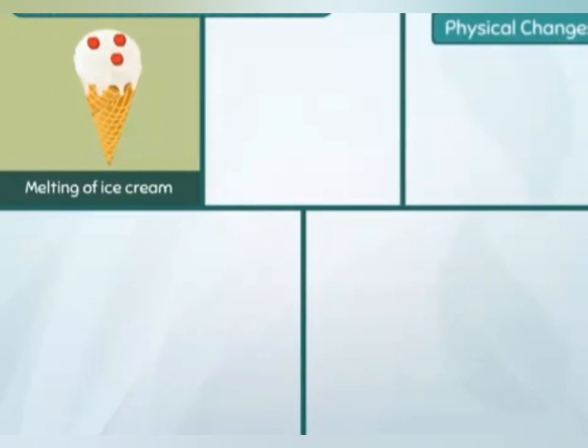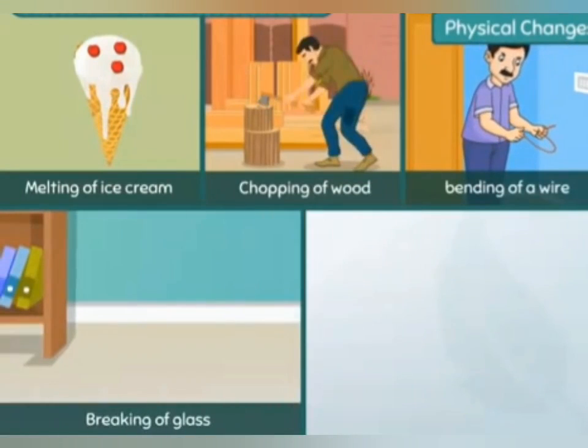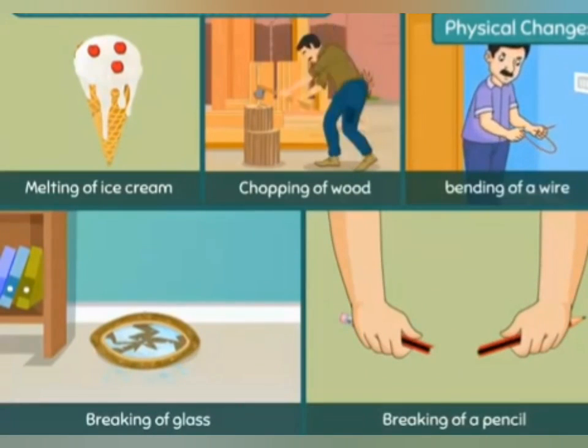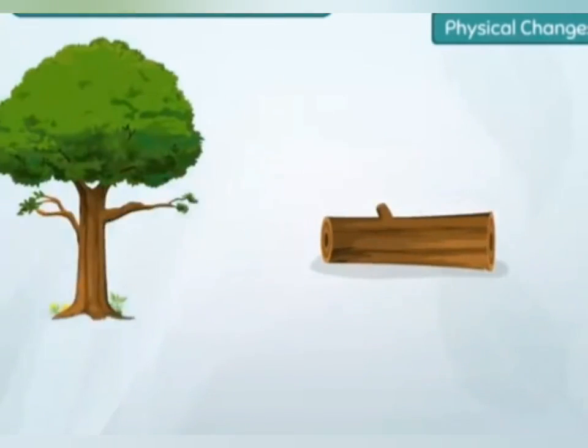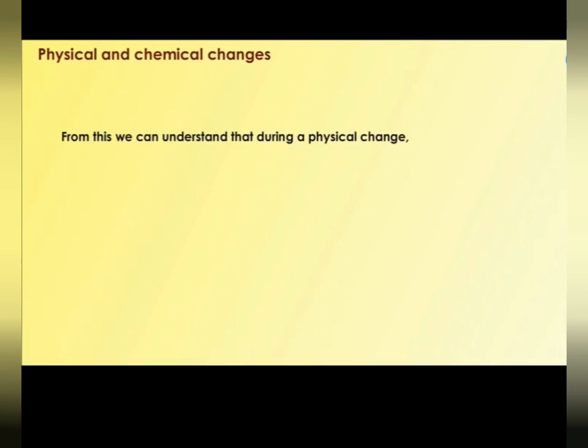Melting of an ice cream, chopping of wood, bending of a wire, breaking of a glass, and breaking of a pencil are physical changes. Now look at this log of wood. Even after being cut from the tree, the wood remains the same. From this, we can understand that during a physical change, no new substance is formed.